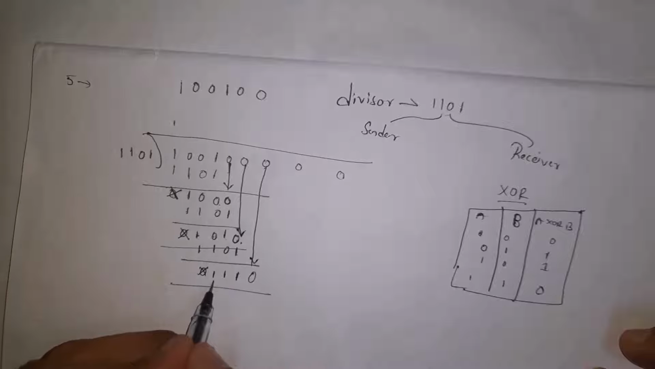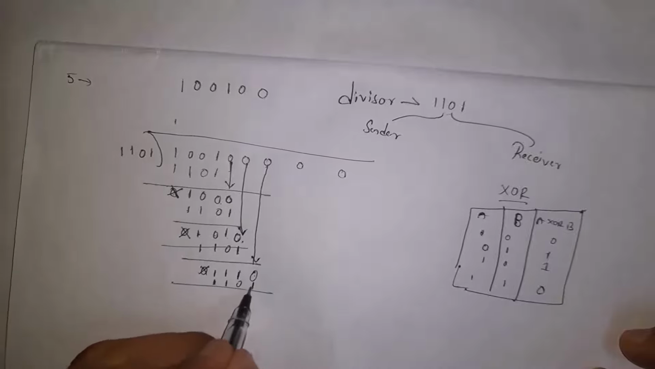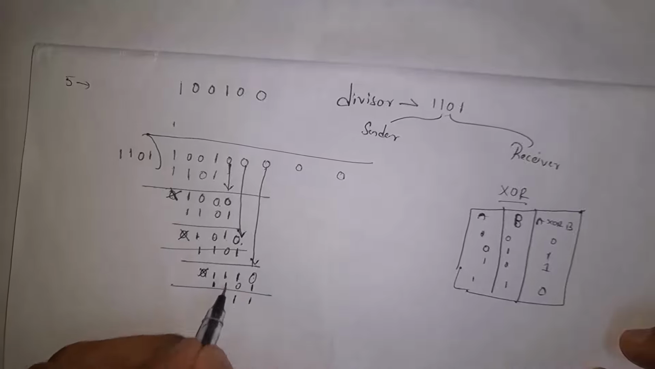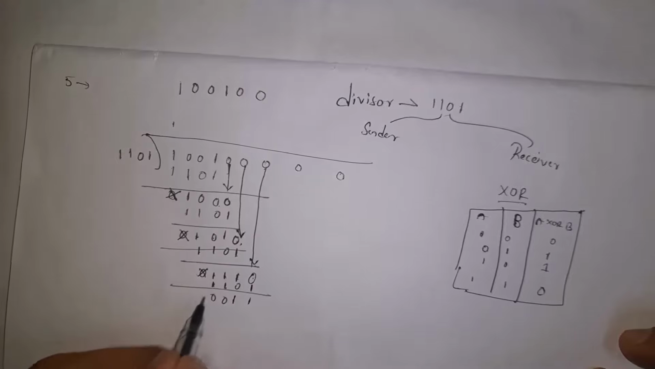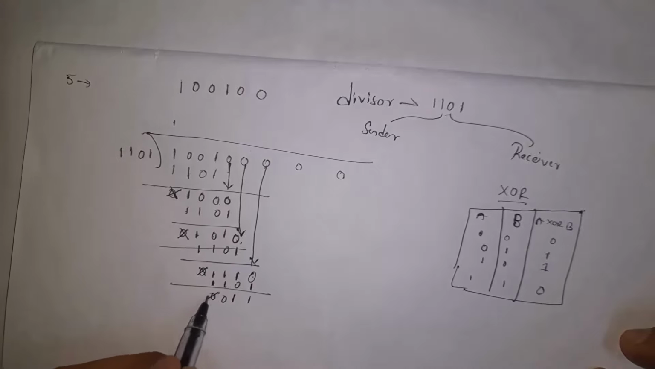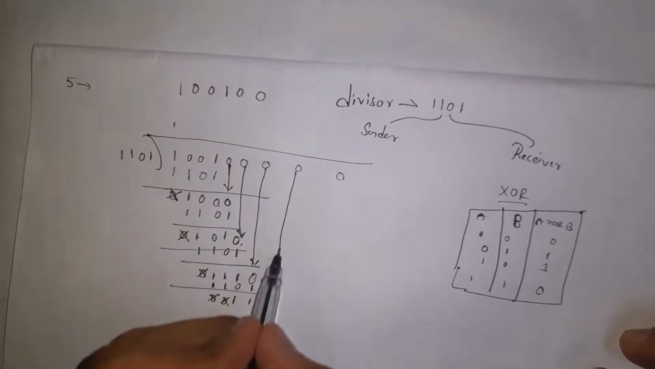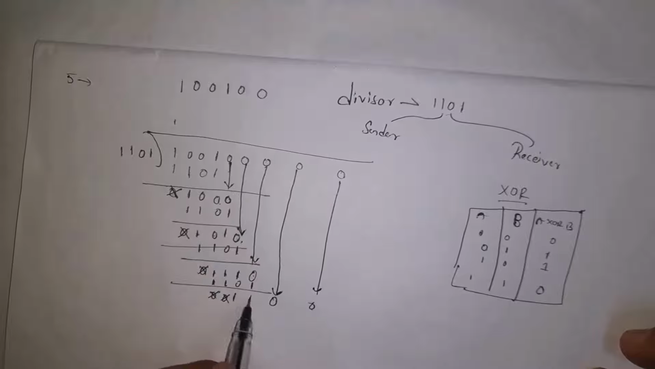Again divide. So 1, 1, 0, 1. So 0, 1, 1, 1, 0, 1. For 1, 1, 0 and for 1, 1, 0. As last 2 values are zeros, you can remove these 2 and you can add these 2 zeros. So 1, 1, 0, 0.